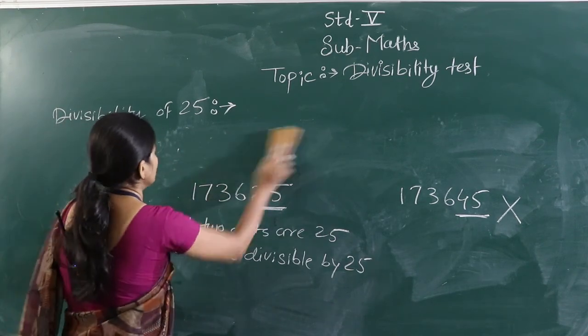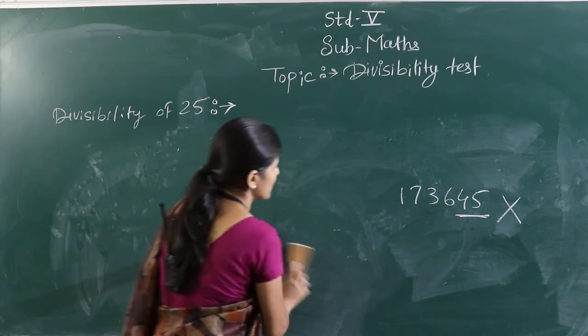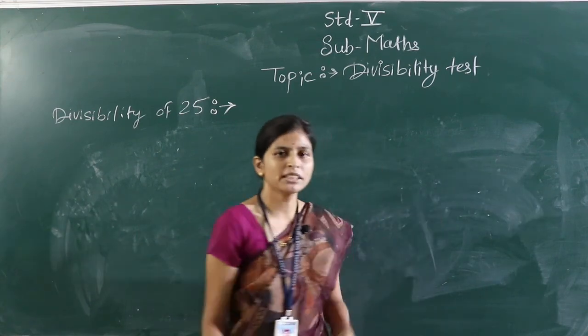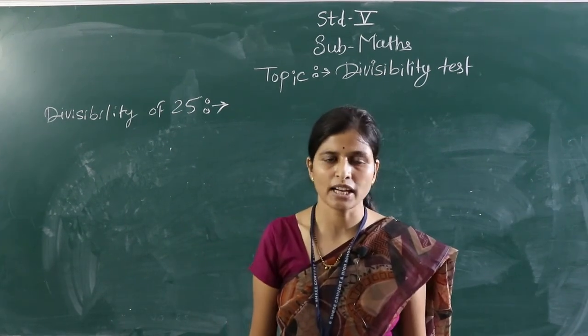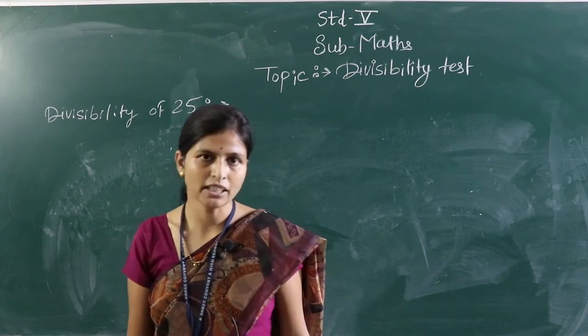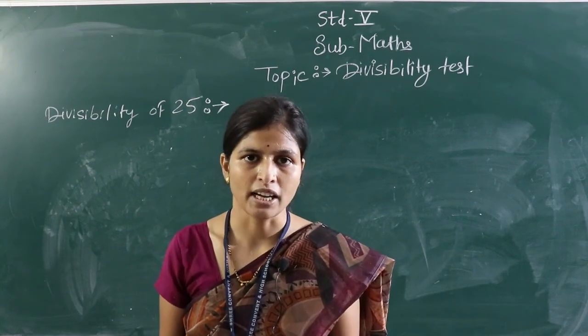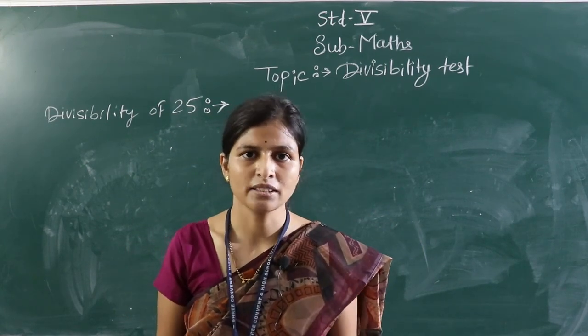So what did we learn today? We learned the divisibility tests of 2, 3, 4, 5, 6, 11, 12, 15 and 25. I hope you understand this topic. Thank you.